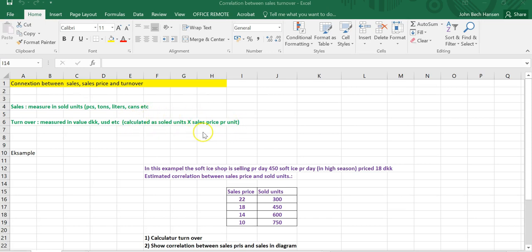So very important knowledge here that turnover is made by a good sales price and a good sales measured in sold units. And we work with that in theory. That's what we will talk about here. I'll show you this example. This is a soft ice shop, and they have one soft ice, and they have priced it at 18 Danish kroner. Now, 18 Danish kroner seems a good price because it's just below this coin offer of 20. So it's a good price in that way.